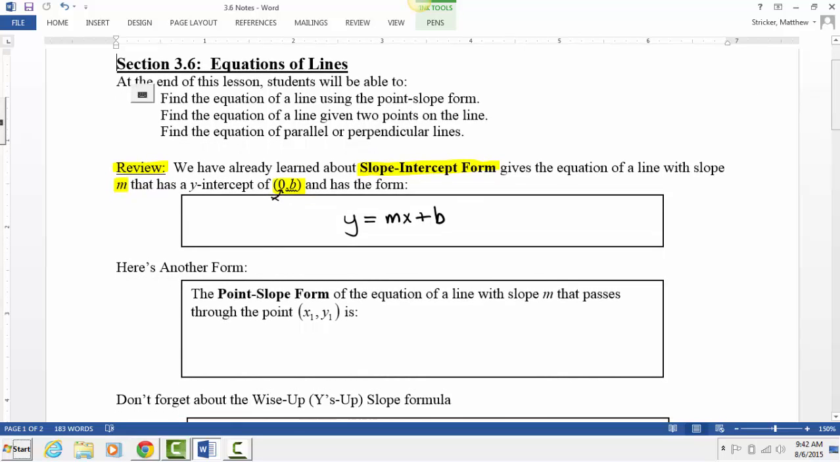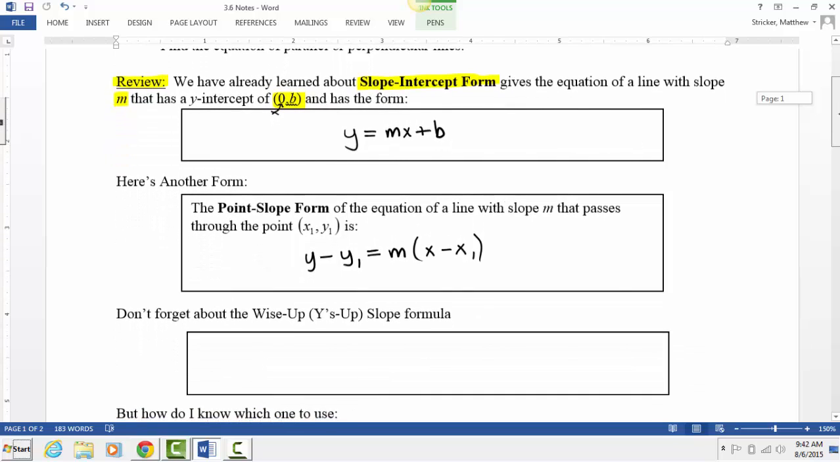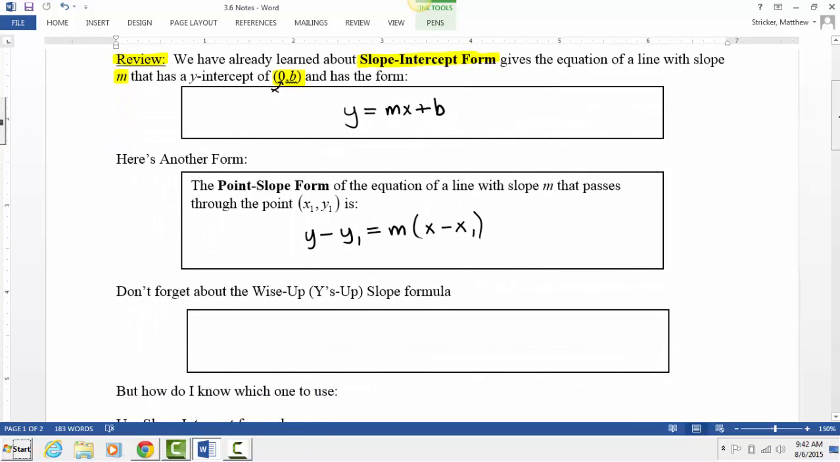We're still going to be using that quite a bit, but there's going to be a new form that we're talking about today, which is called point-slope form. And let's go ahead and write down what that is. The point-slope form of the equation of a line with slope m that passes through the point x1, y1 is the equation y minus y1 equals the slope m times x minus x1.